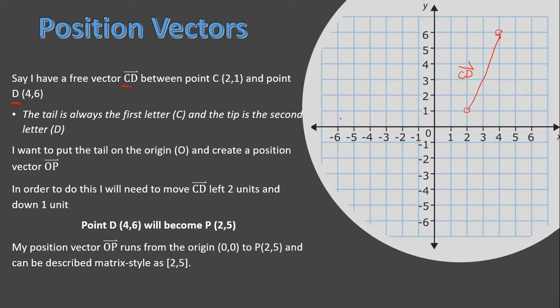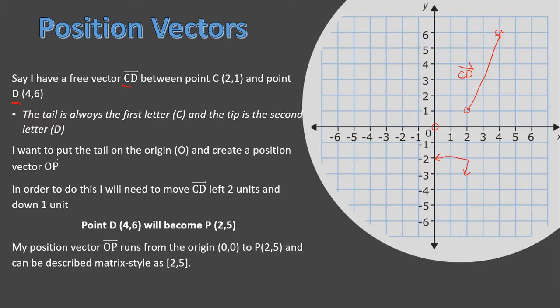Okay, so I want to move this vector. I want to have its tail on the origin and make a position vector. I'm calling it OP because P stands for position. It's really up to you what you call it. O, obviously, for the word origin. So what do I need to do? I'm going to have to go 2 units to the left, and I'm going to have to go down 1 unit. It's just going to take your point C, always looking at your original point and seeing where that ends up. When you do that, your initial point will go 2 left, down 1.